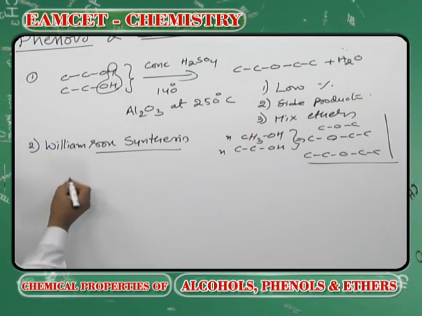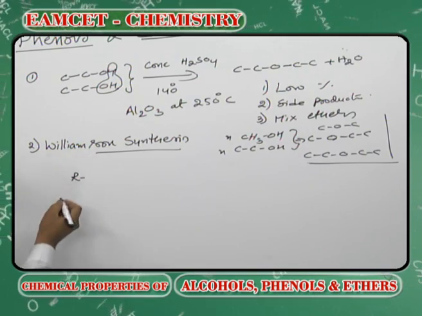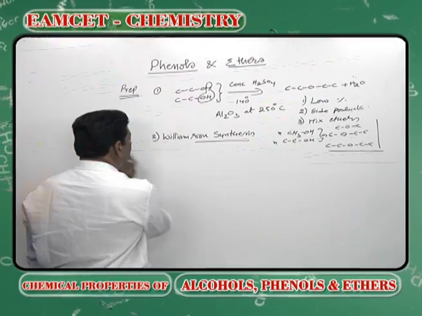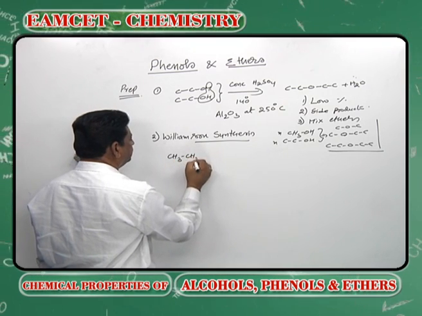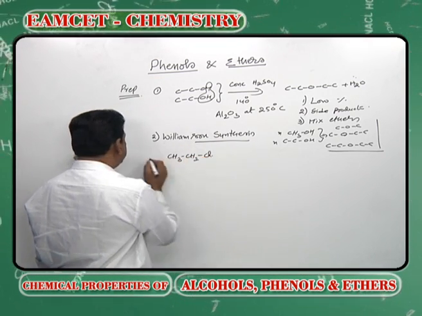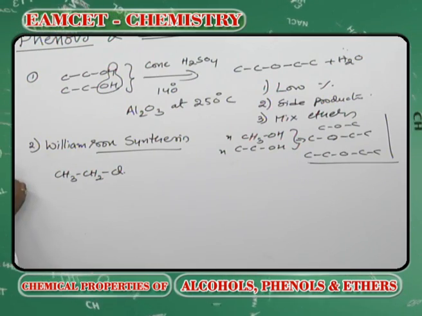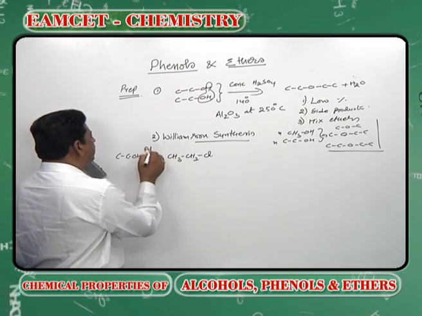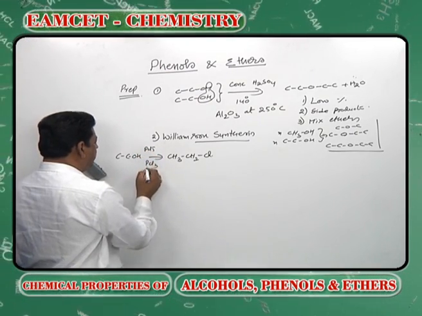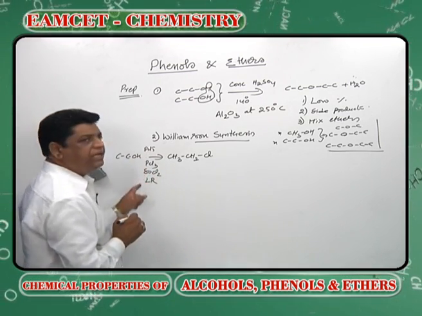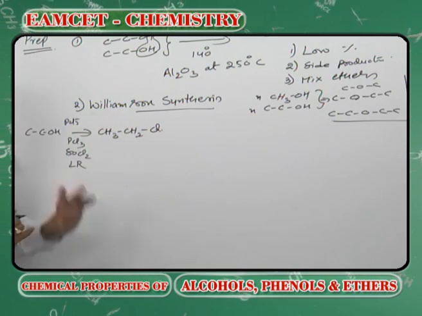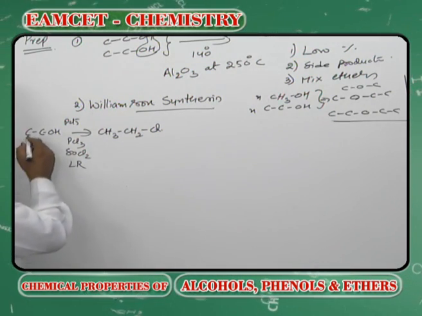Williamson proposed that one alcohol you take in the form of, for example, ethyl alcohol, you take in the form of ethyl chloride. How do you prepare alkyl halide? You can add PCl5 or PCl3 or thionyl chloride or Lucas reagent and so on. Any one of the reagents will convert ethyl alcohol to ethyl chloride.